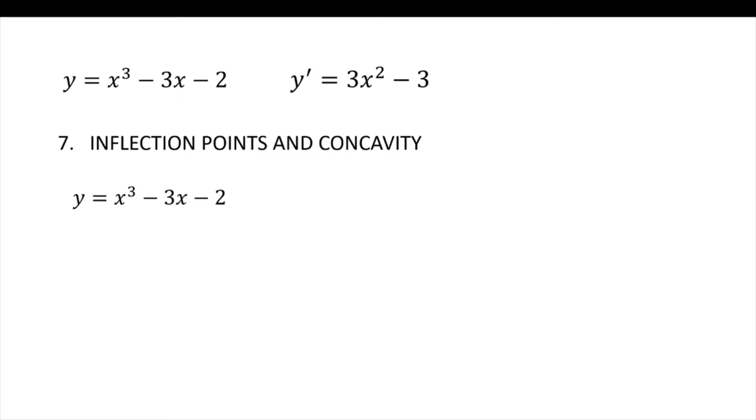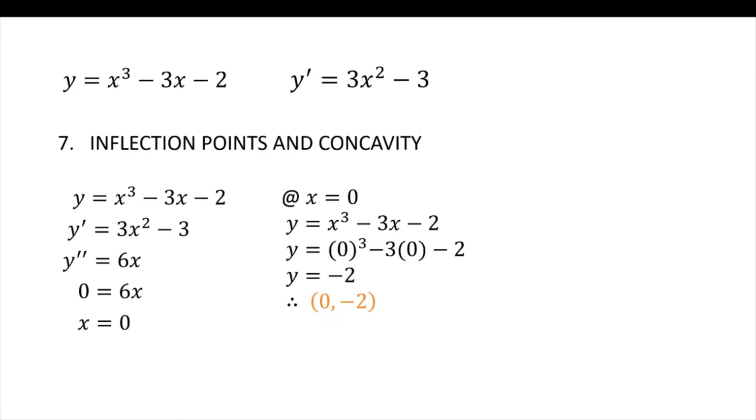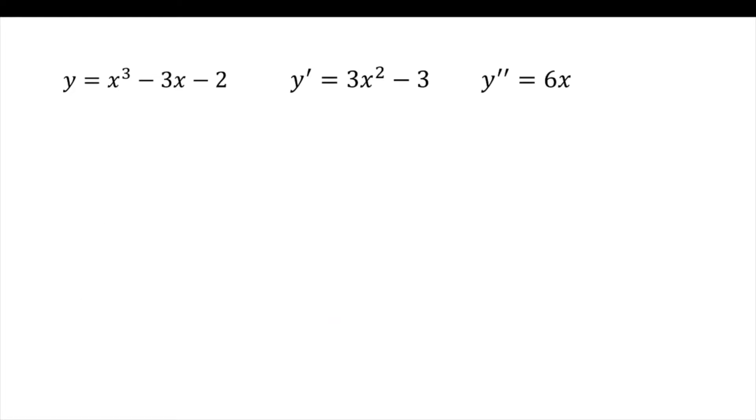First, let's solve for the inflection points. Initially, this is our function. To solve for the inflection points, we need to equate the second derivative of this function to 0. So this is the first derivative, this is the second derivative. Equating this to 0 and then solving for x, we get x equal to 0. If x is equal to 0, then y is equal to negative 2. Then this point is a possible inflection point. We don't know yet if this is indeed an inflection point, so we need to verify first using the second derivative test. Okay, so let's make another sign chart for the second derivative test.